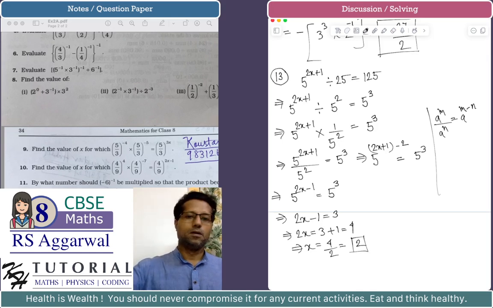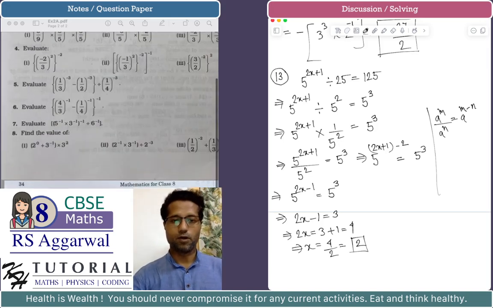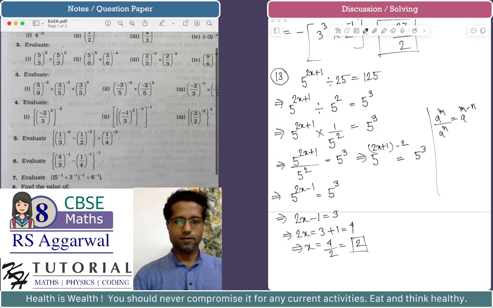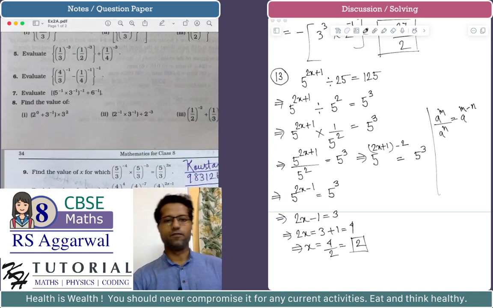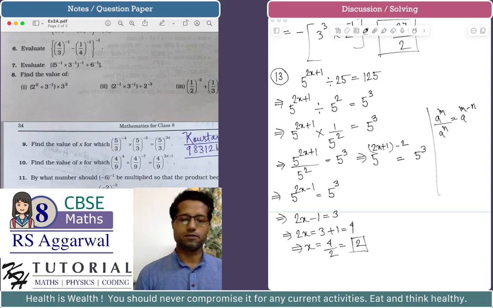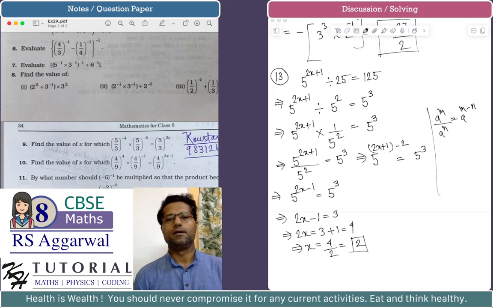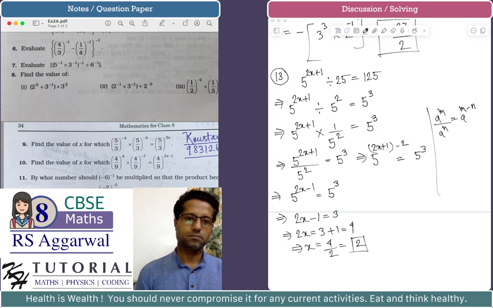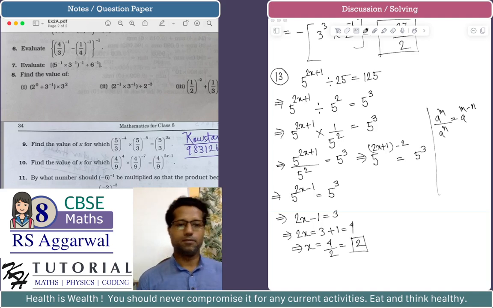Okay. So this brings an end in solving the problems of exercise 2a. Even though the questions were quite straightforward, this will give you a good evaluation of your concept of laws of exponents and the very fundamentals of the exponential form and how you are applying them to solve the problem.